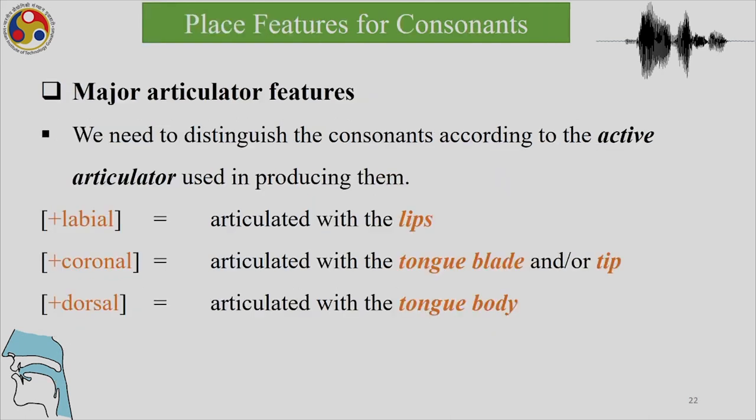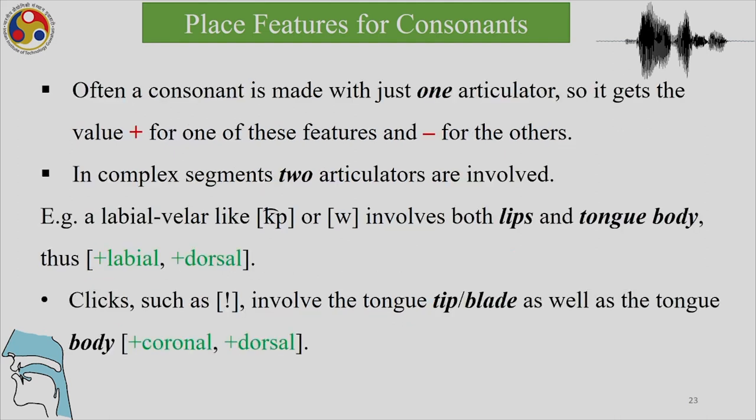So we have the major articulator features, and after the vowels, now let us have a look at the major articulator features. And the major articulator features are plus labial, plus coronal, and plus dorsal. Dorsal are those consonants which are articulated with the tongue body, coronal are those articulated with the tongue blade and tip, and labials are articulated with the lips. So often a consonant is made with just one articulator, so it gets the value plus for one of these features and minus for the others.